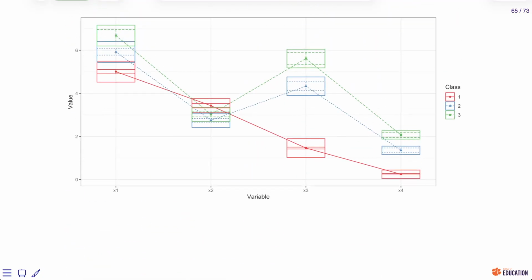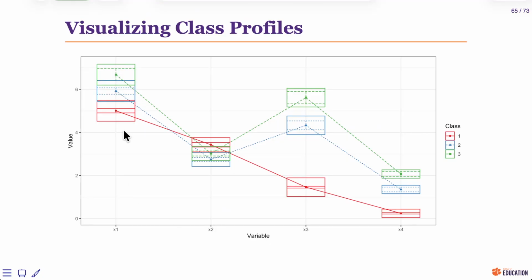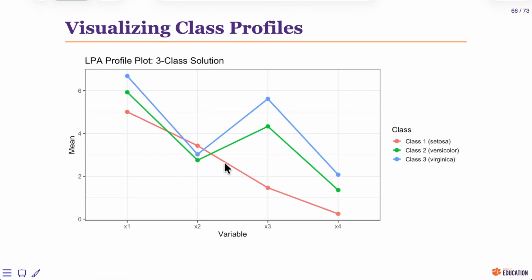This is the means for each class plotted with standard error bars for each, and this is the mean. This is a little cluttered, so I made that graph over here as well. You can see each of the differences, and really, what's interesting for each of the variables. Remember, sepal length, sepal width, petal length, petal width. You can see here the distinction.